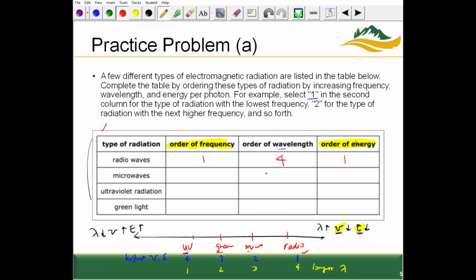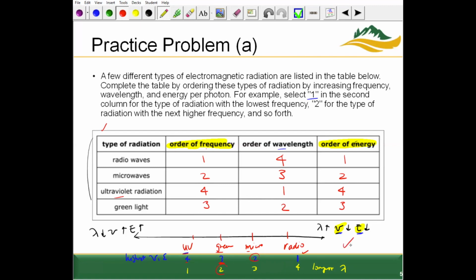Microwaves then, they're ranked second for the frequency and for the energy, third for the wavelength. UV then, for the frequency and energy, they are the highest. Then UV radiation has the smallest wavelength. For the green light now, frequency and energy both ranked third. Then for the wavelength, it's ranked second.